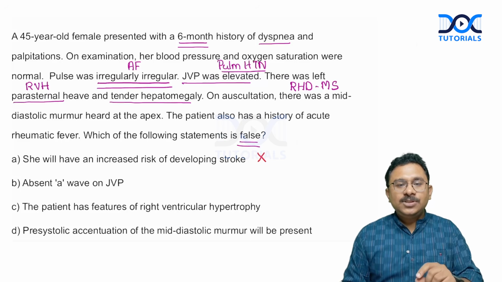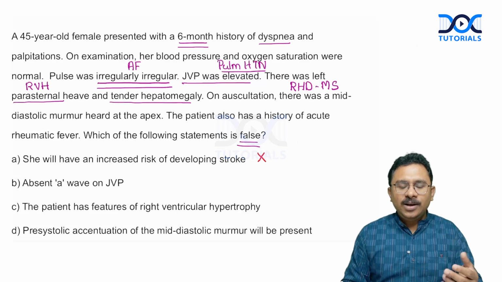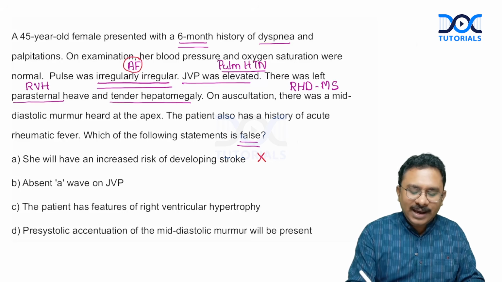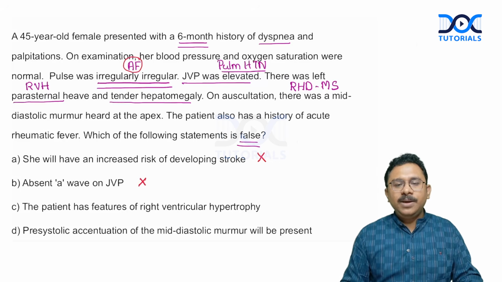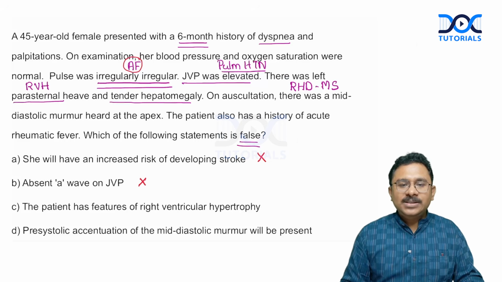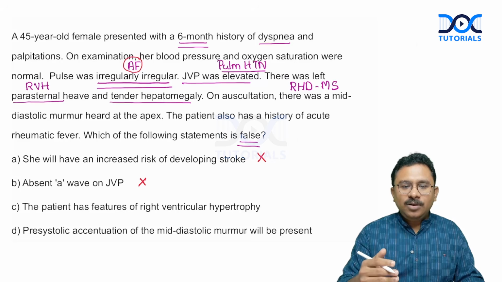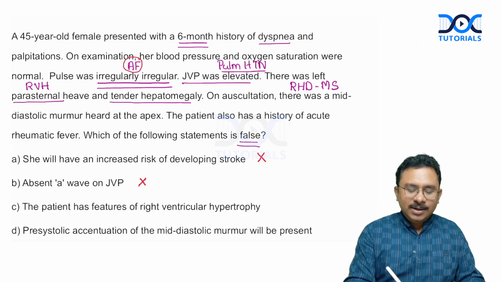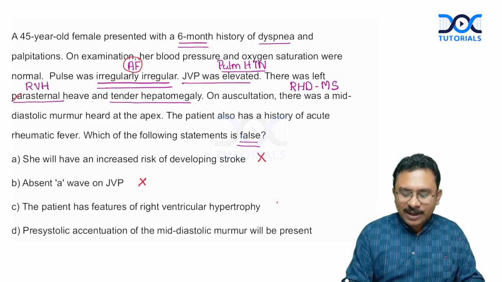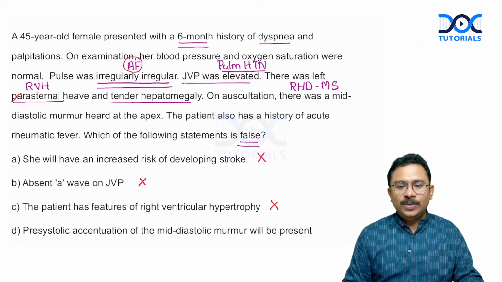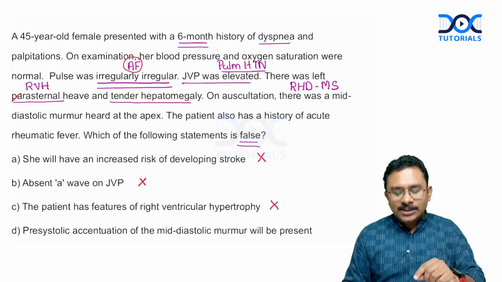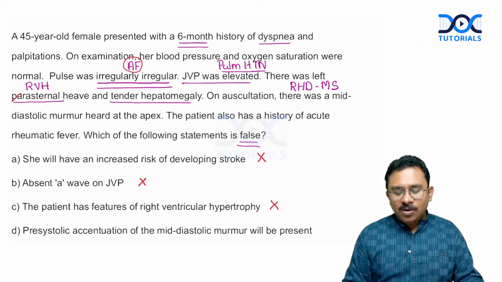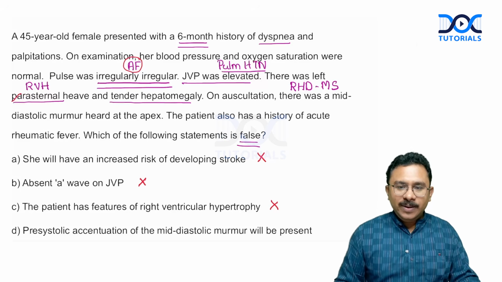Next option, absent A wave on JVP. We very well know that atrial fibrillation can have absent A wave on JVP. I'm eliminating that option as well. Next option, the patient has features of right ventricular hypertrophy, which has again been mentioned. There is left parasternal heave. I'm eliminating that option as well. What is the last option? Presystolic accentuation of the mid-diastolic murmur will be present.